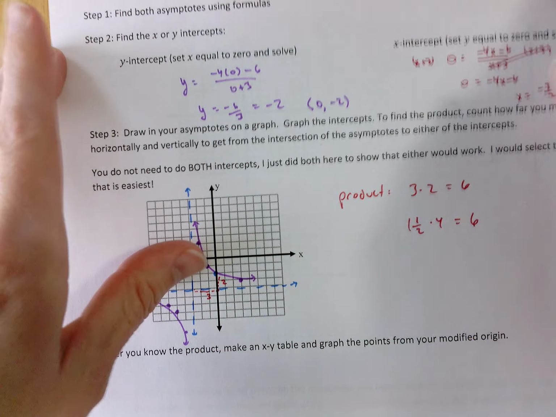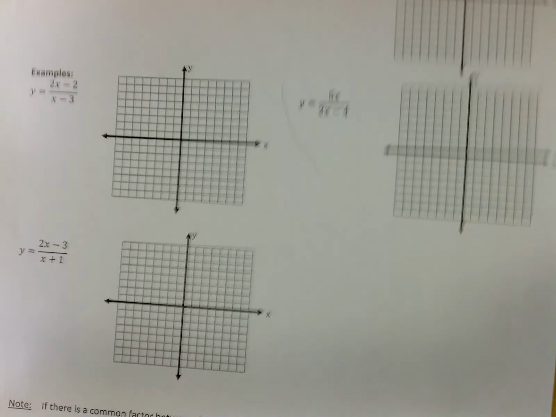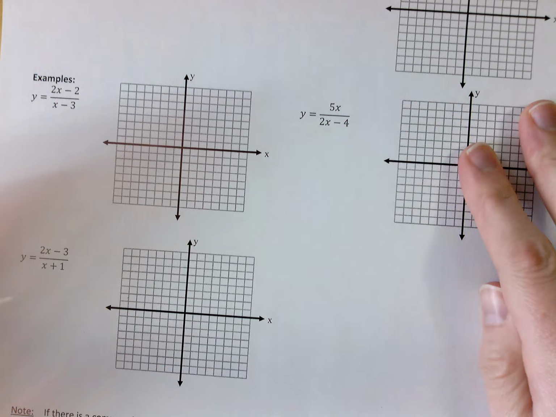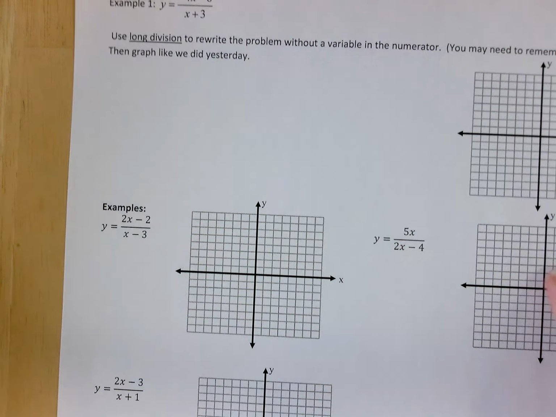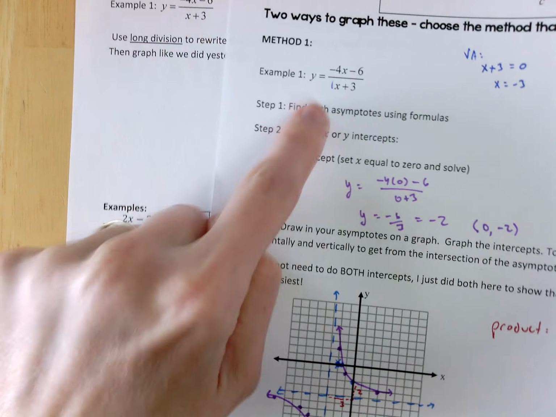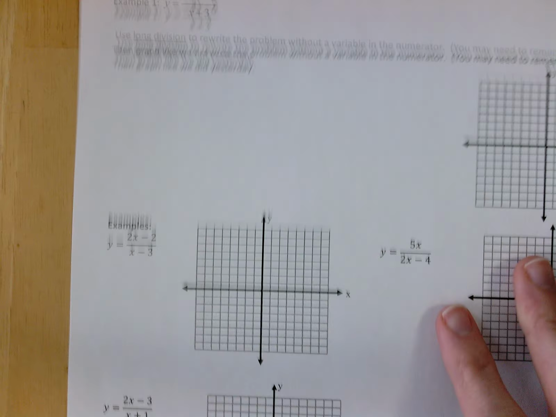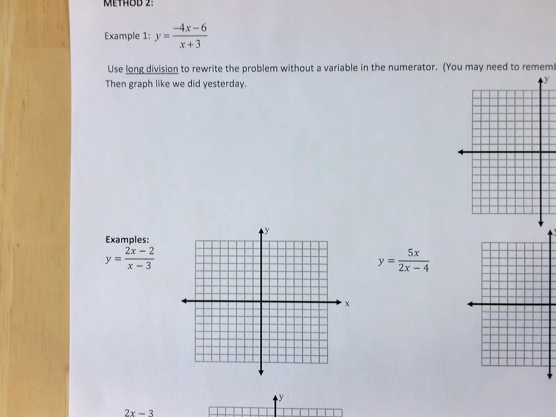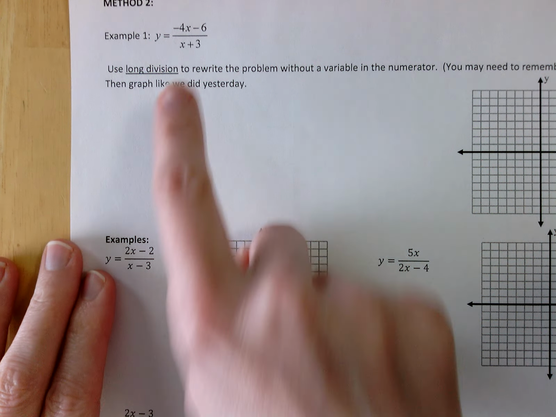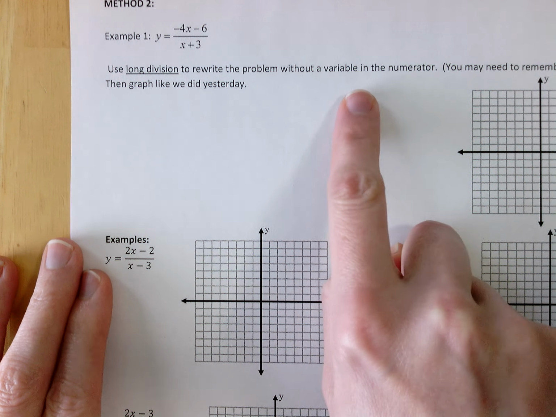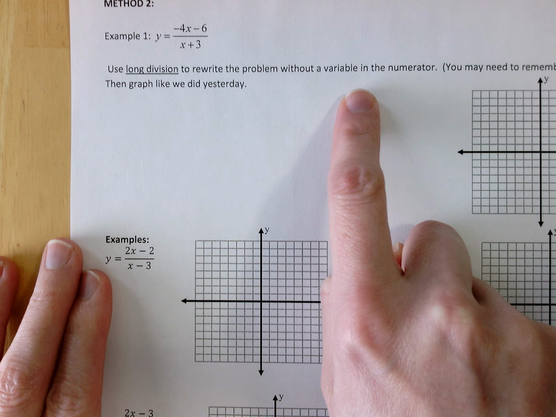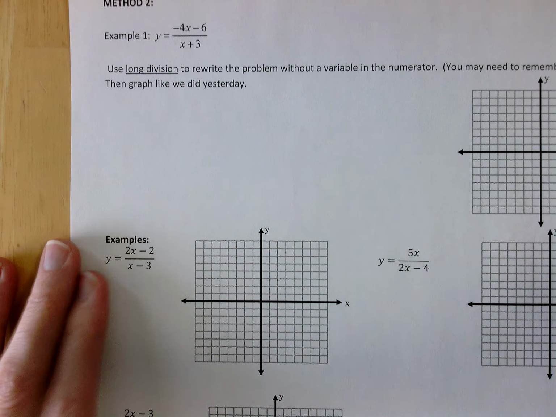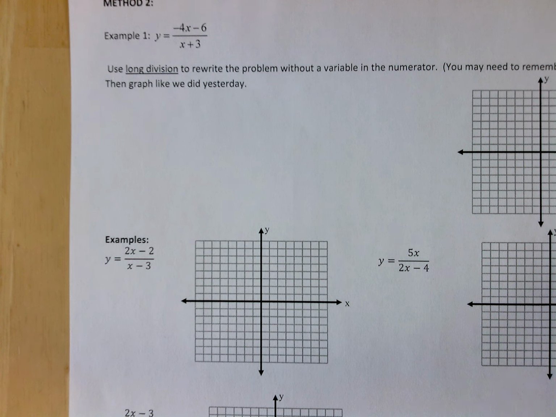Personally, I prefer method 2. So here's what method 2 is. We're going to graph the exact same function, the same function that we did here. But we are going to use long division to rewrite this problem, and that will basically turn it into a problem like the ones we did yesterday.